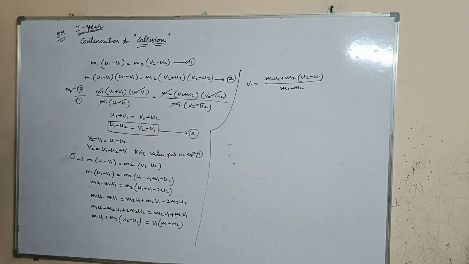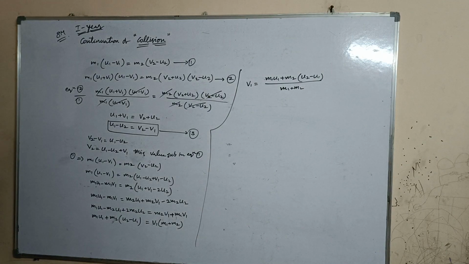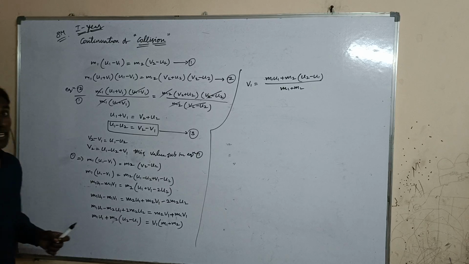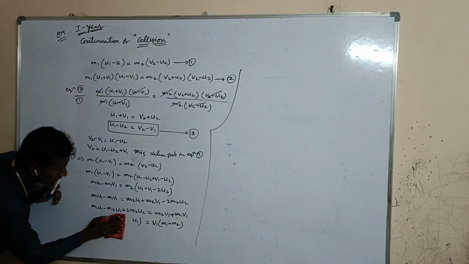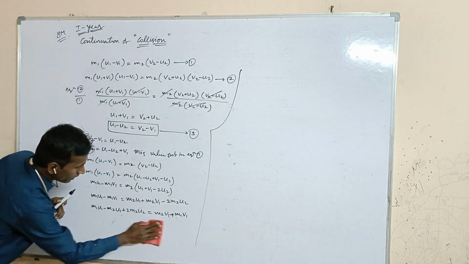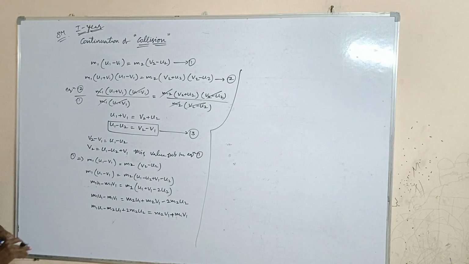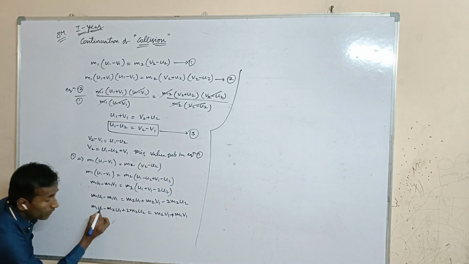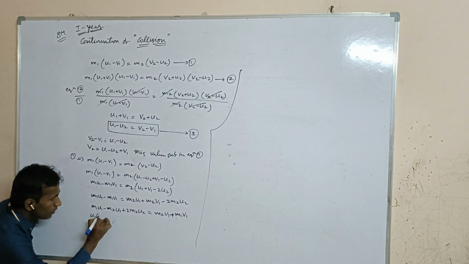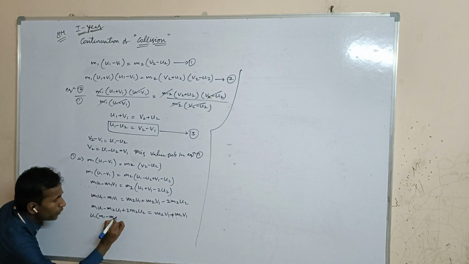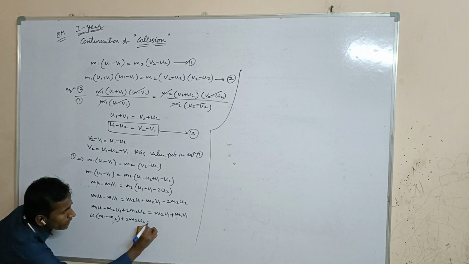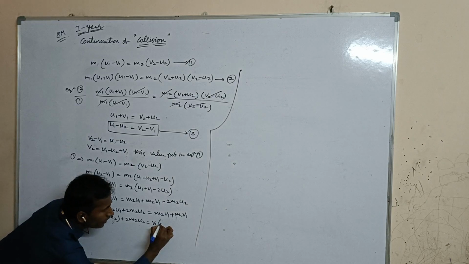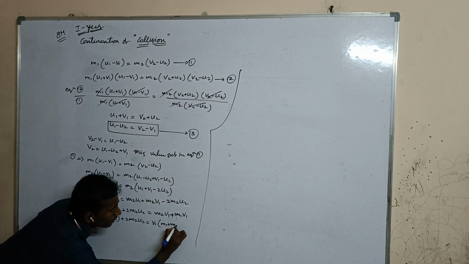So first, we have to take out the common masses here. Now take out the u1 value: it becomes (m1 minus m2) u1 plus 2 m2 u2 is equal to, taking out the common v1, (m1 plus m2).